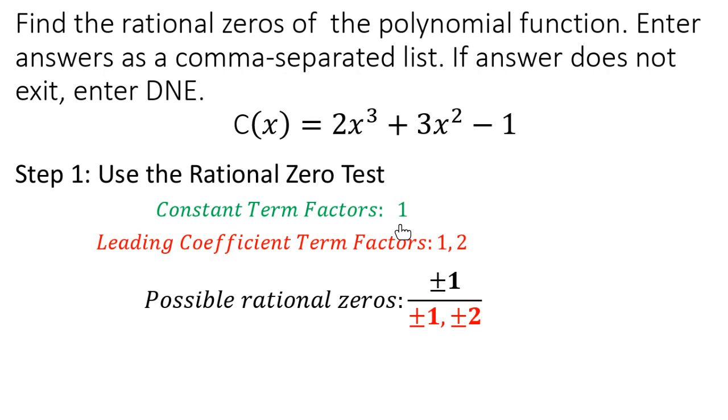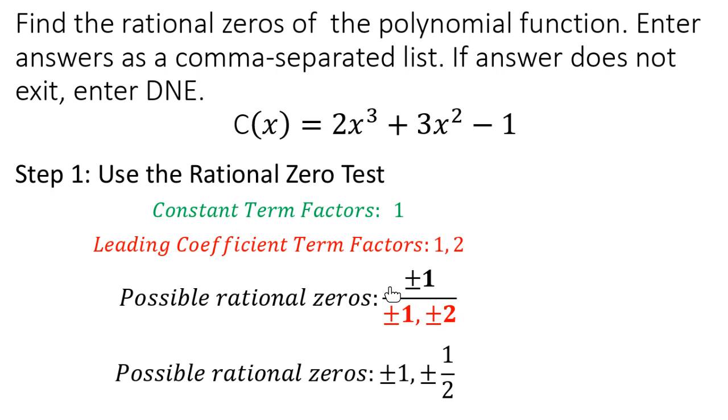Your constant term is 1, so the factors of 1 are plus and minus 1. Then you want to find the factors of the leading coefficient. In this case, your leading coefficient is 2, so my factors are 1 and 2. I'm going to put those in the denominator, 1 and 2, and then we're going to divide. So 1 divided by 1 is 1, and 1 divided by 2 is a half. So we have these 4 possible rational zeros.